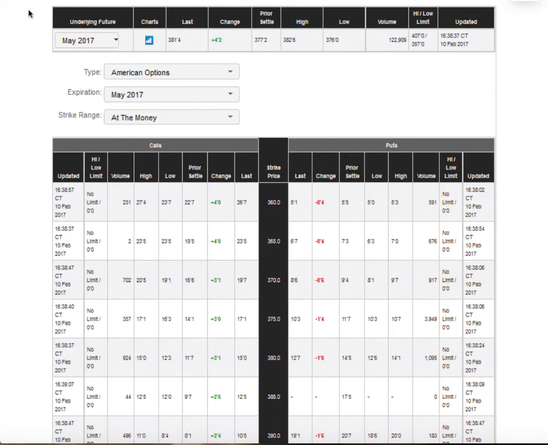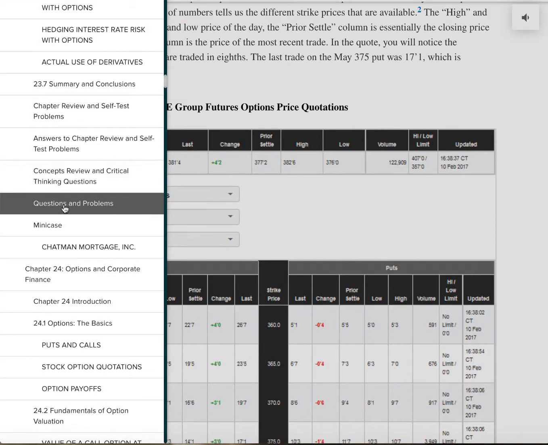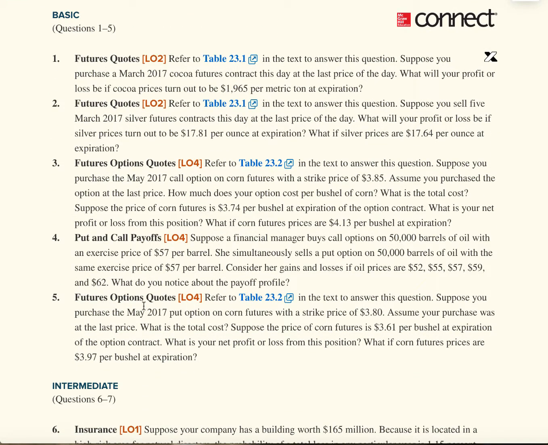Welcome back to a quick video. What I want to do is cover the options pricing a little better. Questions number 3 and number 5 for your homework require you to use this table, and this table's kind of pretty wonky, right? So let's go through and figure out exactly how we determine the price of our options.